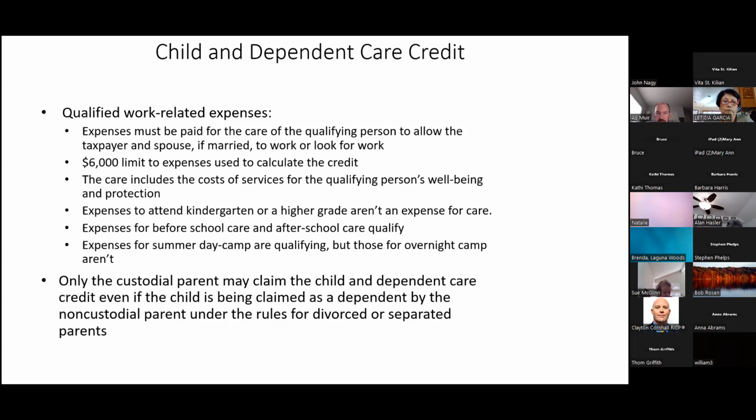And the very bottom of the screen talks about custodial parents. And so that would be the person that has physical custody of a child, their child. And so you have to have physical custody of your child. That's a rule there for the child and dependent care expense credit.